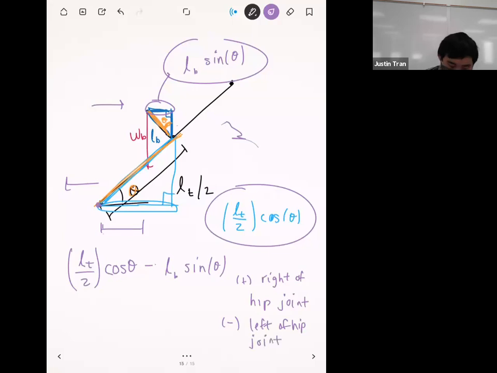And it all depends on what the angle theta is. Actually, the sign of this moment arm will also tell you whether the abdominal muscle is going to be acting or the back muscle is going to be acting. So a lot of it really depends on that angle theta, which is essentially your posture.